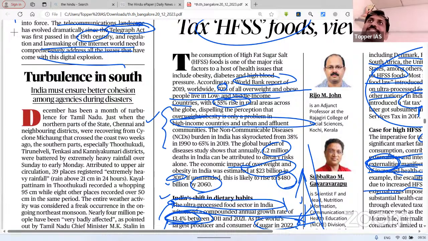If you write telecom regulation point-wise, you'll see at least 6 to 7 points. So that you can directly use it as an answer. One word.